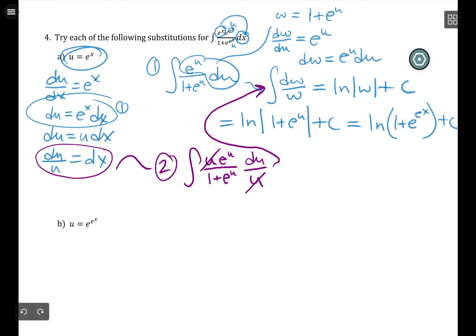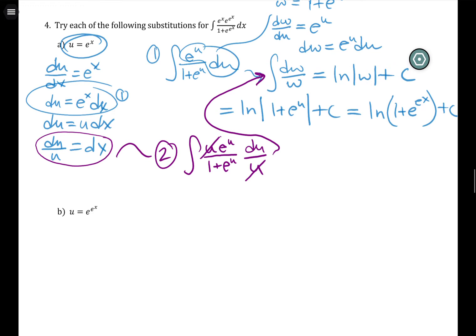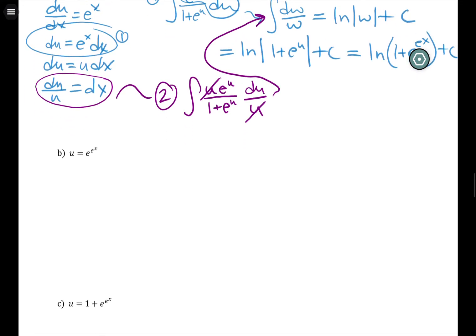Okay, so now we're going to do it again. Exact same problem, different substitution. So often there's more than one substitution that can work. And sometimes one's easier than the other, and sometimes it's not. So we're just going to compare here. So I'm going to rewrite my integral.